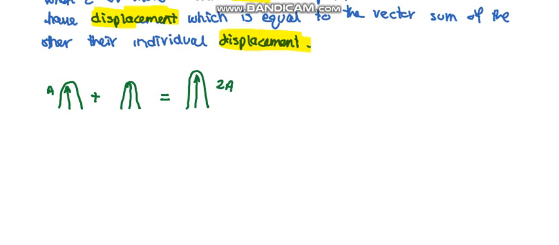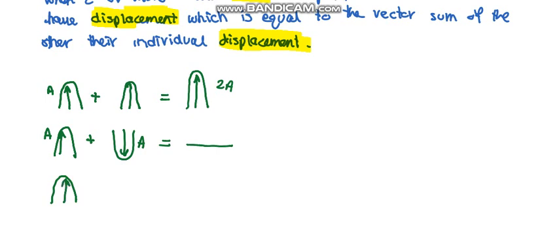If we have a wave with positive amplitude A and another wave with a negative amplitude A, the resultant wave would be none. If we have a wave with positive amplitude A and a negative amplitude of 2A, the resultant wave would be a negative amplitude of A. As this is minus 2A, this is plus A, so 1 minus 2 is minus 1, so minus A.